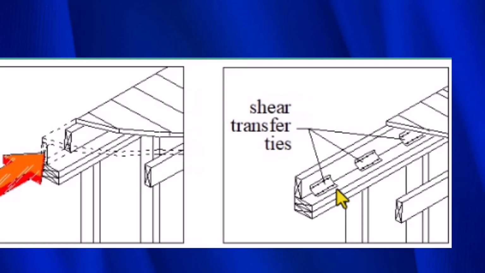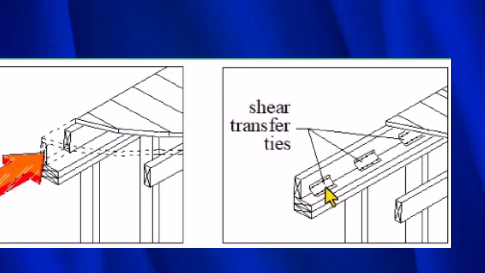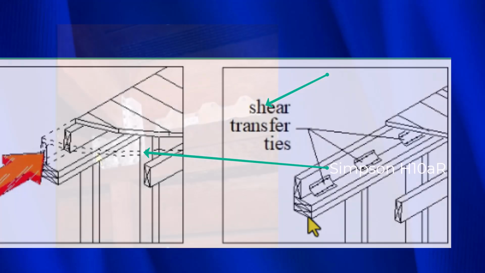So what we do is we install these right here called shear transfer ties or floor connectors, and that way when the earthquake force comes this way, that force goes into the top of the cripple wall, and because the cripple wall is braced with plywood and it is bolted to the foundation, it can't move.